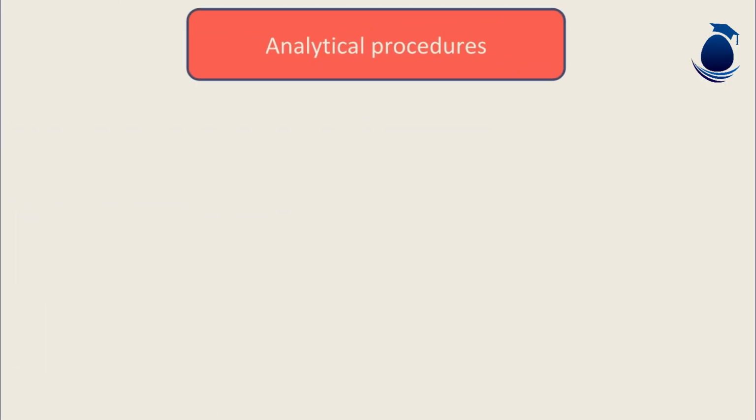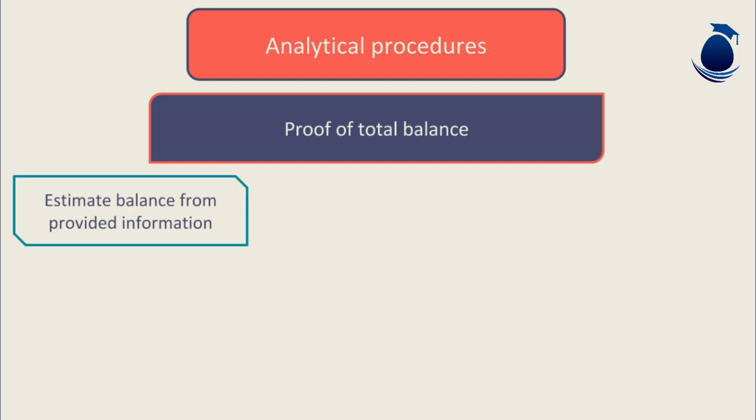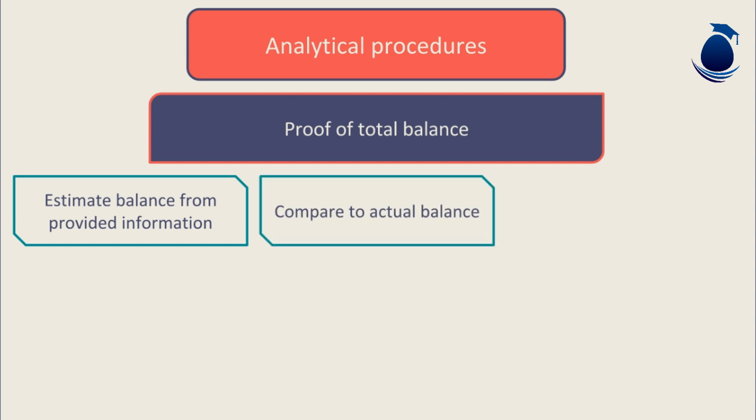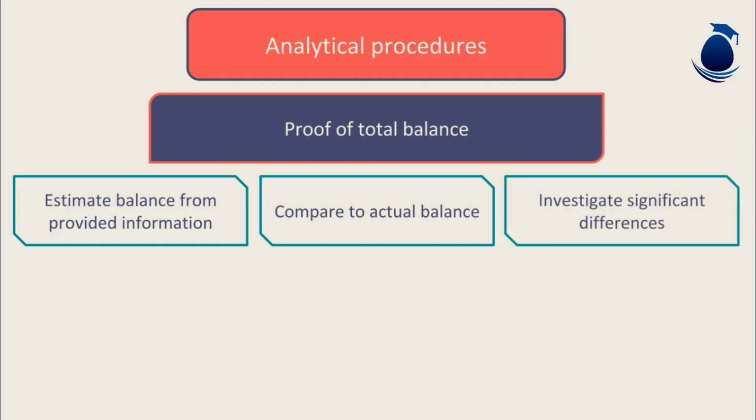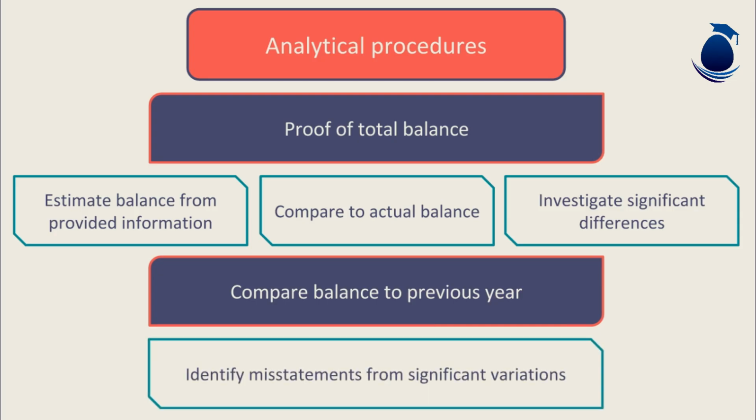Analytical procedures for payroll include proof in total of the wages and salaries balance. This is where the auditor will estimate the balance from the information obtained from the client, such as average wages and the percentage pay rise, and compare it to the actual balance. Any significant differences will be investigated. Also, comparing the current year balance to the previous year will also identify potential misstatements, if significantly different.